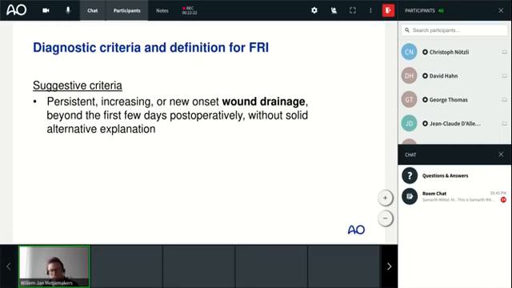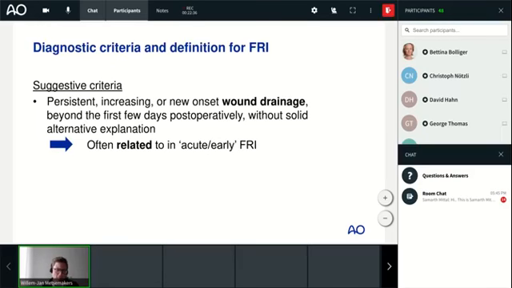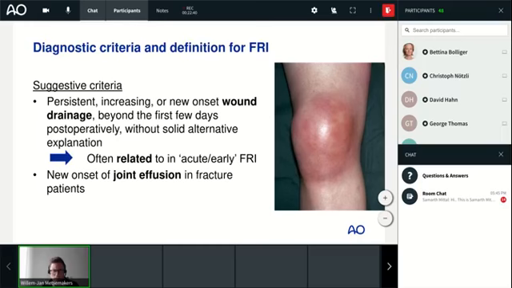Finally, often forgotten is the new onset wound drainage. So we have a dry wound, a good wound within the first 5 to 7 days, and it starts leaking after that period of time. And this can be related to an acute early FRI. And finally, of course, also the new onset joint effusion in fracture patients. We'll see in periarticular fractures around the knee, this can be an important sign of a fracture-related infection.